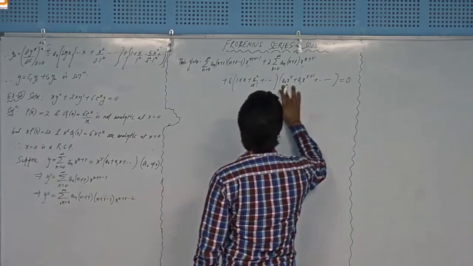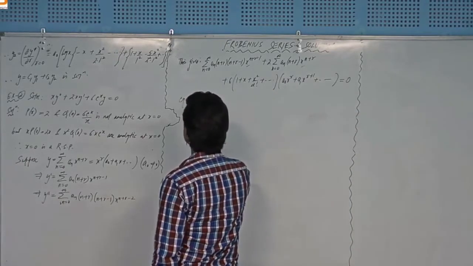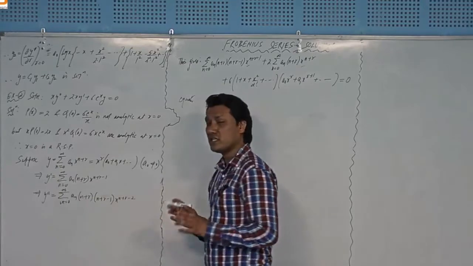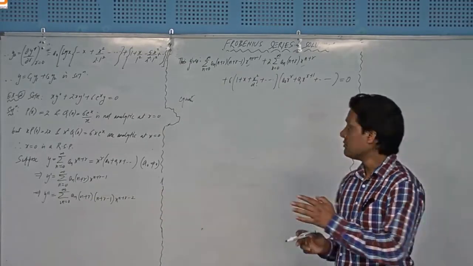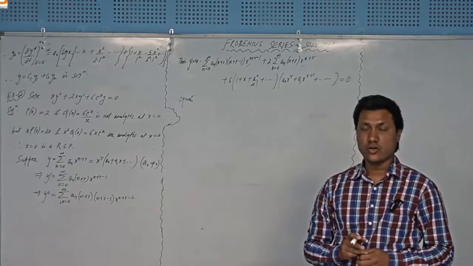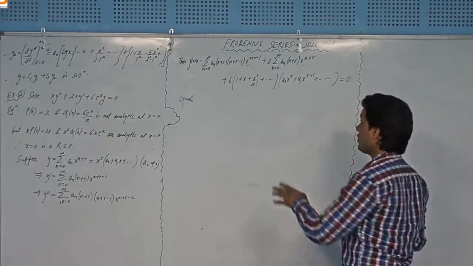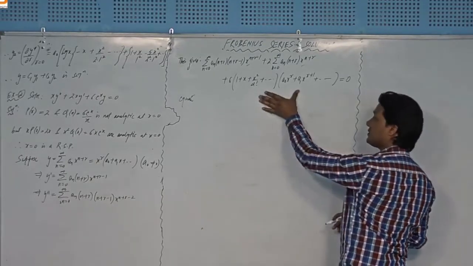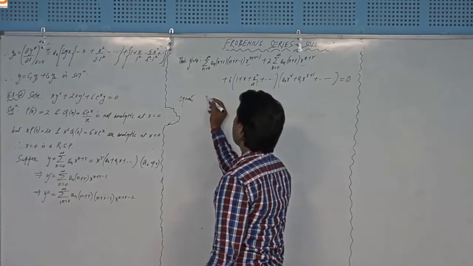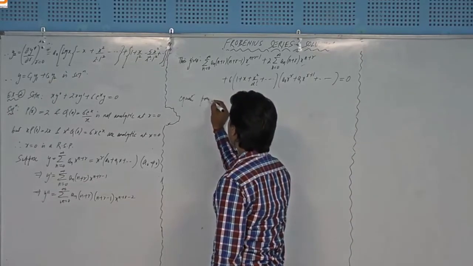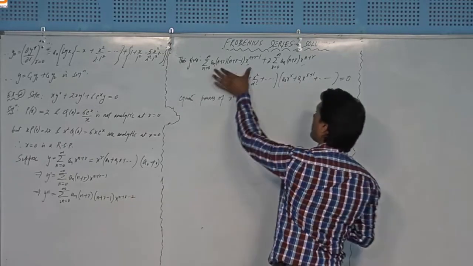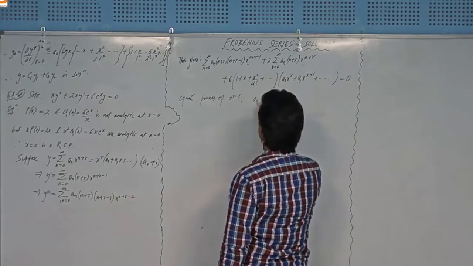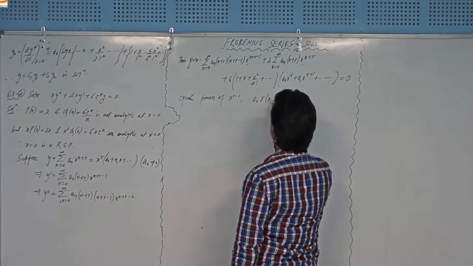So I will equate that least power, because you have to equate only the least power in order to get an indicial equation. Comparing any other power of x will not give you the indicial equation. So be careful at this point, especially for this third term, right? So equate the least power, that is x to the power r minus 1, and from here that is a naught r minus 1.